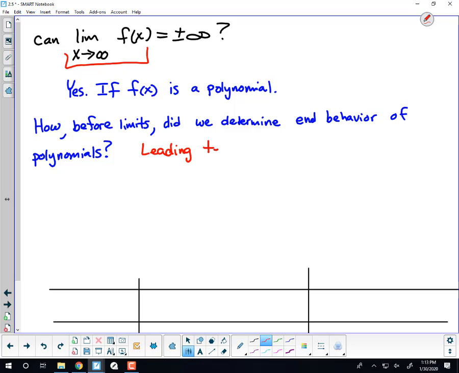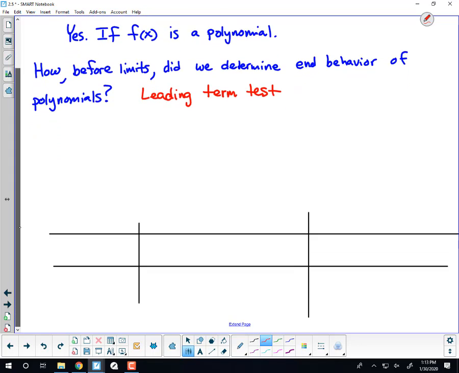Leading term test. And so, we'll see exactly why it's valid, why we could have done that in algebra and it was accurate. But let's just list out the leading term test. So we've mentioned that there's two things needed. You need the degree and you need the sign of the leading coefficient.